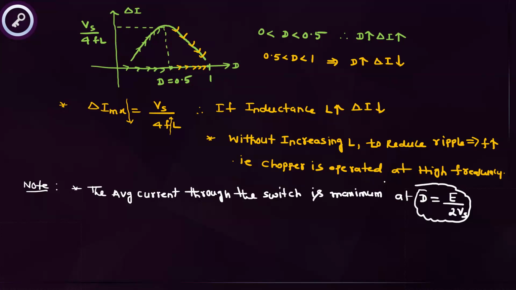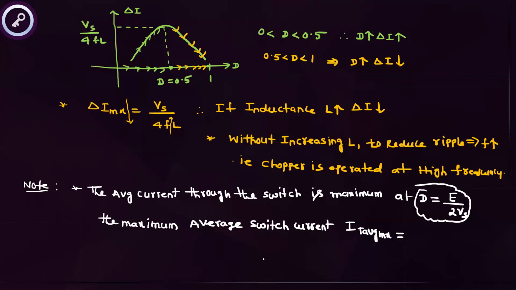Next, the maximum average switch current. Once you know the condition, we have to calculate the maximum value of average switch current. By derivation only you can get it. The maximum average switch current is equal to E square by 4VsR.